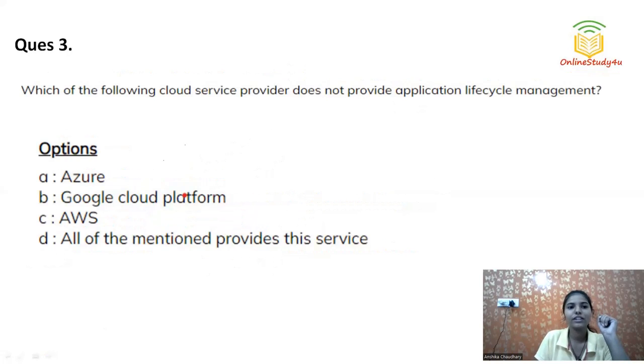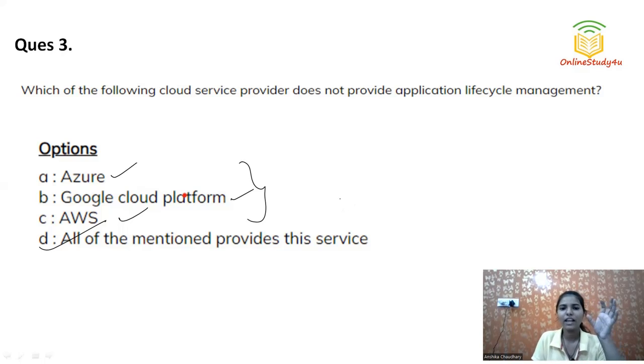The next question is, which of the following cloud service providers doesn't provide application lifecycle management? Azure, Google Cloud Platform, AWS, and all of the mentioned provide the service. So guys, all of these are capable enough to provide you any kind of support, any kind of services. The correct option for this question is all of the mentioned, because all these cloud platforms are capable enough. Azure is by Microsoft, Google Cloud Platform is of course by Google, and AWS is by Amazon.